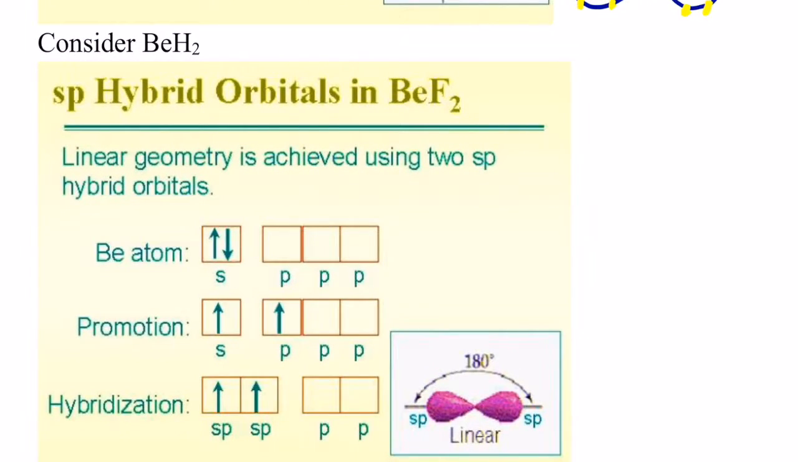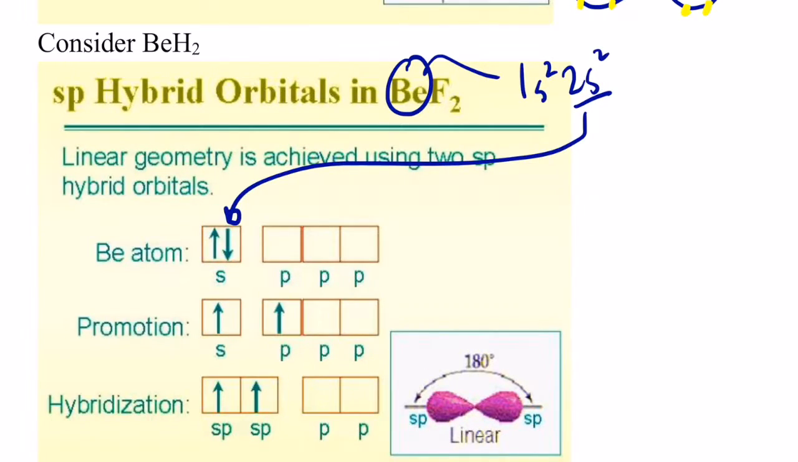Let's talk about BeF2, another exception, beryllium, to our octet rule. Its electron configuration is 1s2, 2s2. And if we look at the orbital diagram for that valence electron, we end up with these 2 electrons here, and you would say, well, beryllium can't make any bonds at all, Hummer.